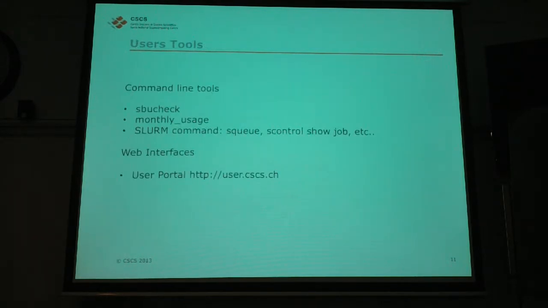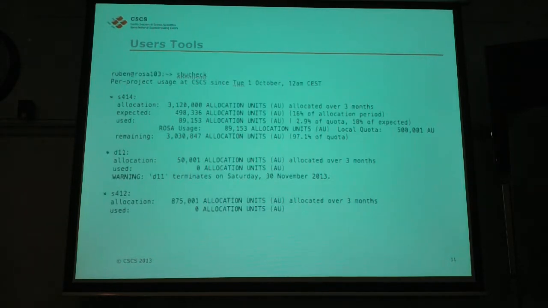To give the user a sort of mechanism where they can check their quota, we developed mainly a couple of commands. hpc-ch is the most used command. Then monthly usage tells you how many allocation units you've used. And then you have all these sets of commands that come with Slurm. Here a quick example of hpc-ch.